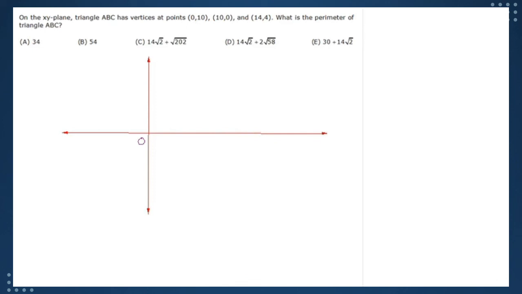So we have a point 0, 10. So 0, move up 10. We're going to just ballpark this, this over here. Then we have 10, 0. Remember, this is not done to scale, so don't think it is. And then 14, 4. So we'll say that's roughly here.